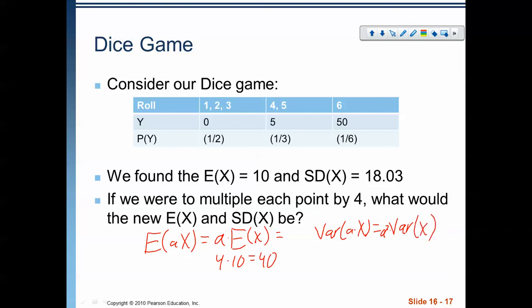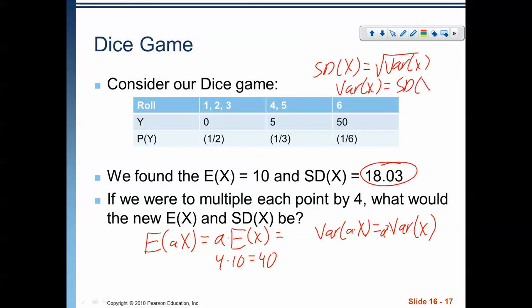So we do have to do some calculations here. First of all, we need to turn this standard deviation into the variance. And I will remind you that the standard deviation of X is the square root of the variance of X, which means that the variance of X is the standard deviation of X squared. So I need to take 18.03 squared. So what's the variance of X in this case? Let's grab my handy dandy calculator, and we're going to square that, and we get 325.0809.